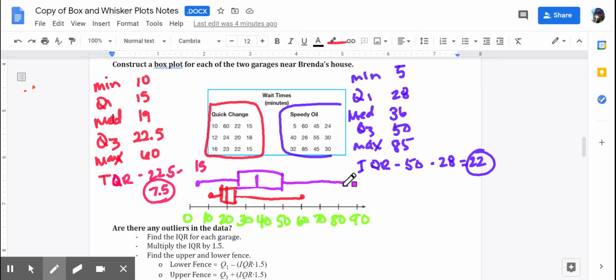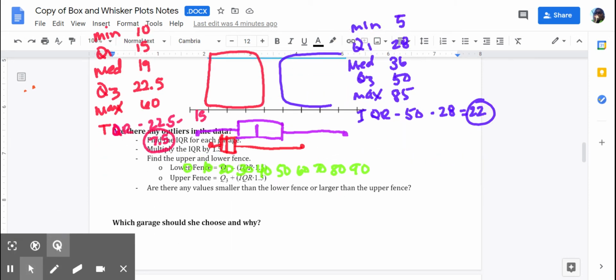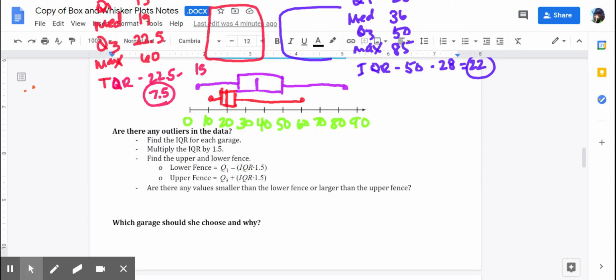So straight away I can look at these and decide which garage I would prefer to go to. And if it were me, I would prefer to go to the quick change because their times are quicker. So I'm going to go to the quick change because it's faster.